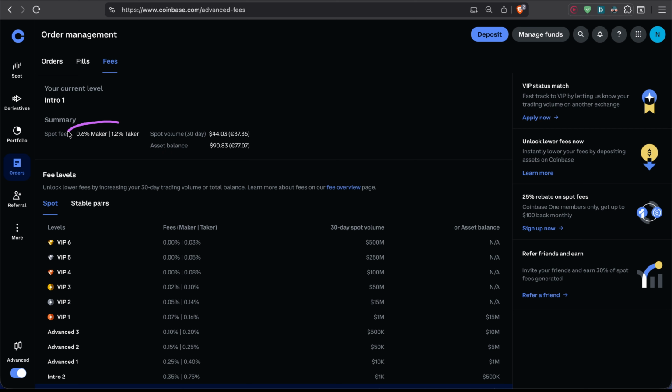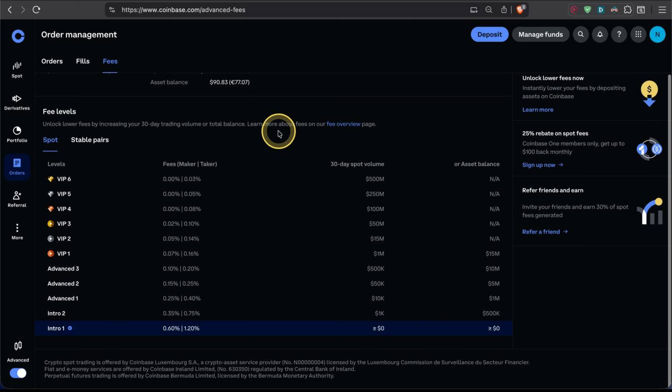You can always check your current fees in here and also your fee level, because if we scroll down here, you can see that on your account, you can reach different fee levels. So depending on how much you've traded in the past 30 days or what your asset balance on your account is, you can reach these different VIP tiers and therefore also further reduce your fee rates. Furthermore, you can also see that we have two different fee rates. So we have a maker and a taker fee.